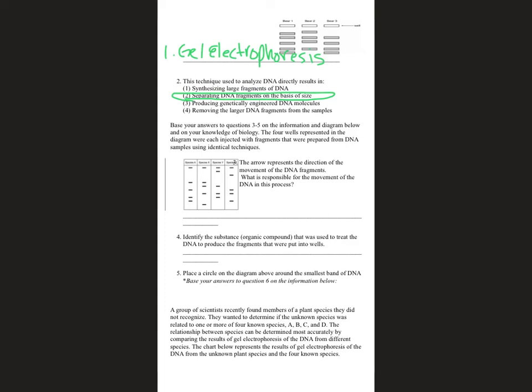Number 3, the arrow represents the direction of movement of the DNA fragments. What is responsible for the movement of the DNA in this process? Electricity is responsible for the movement of DNA in this process. Electricity.